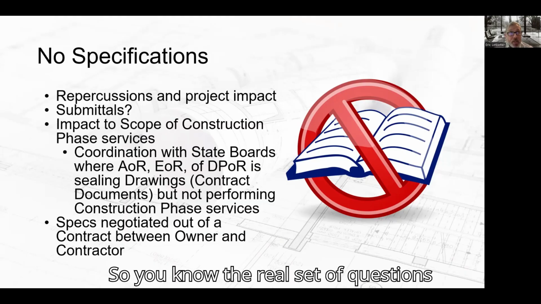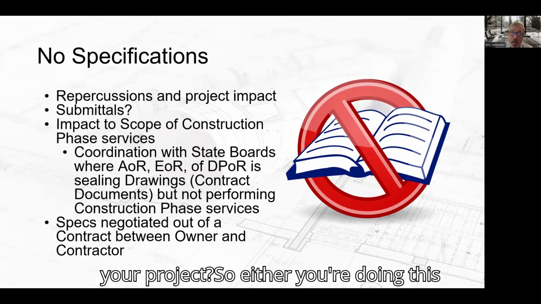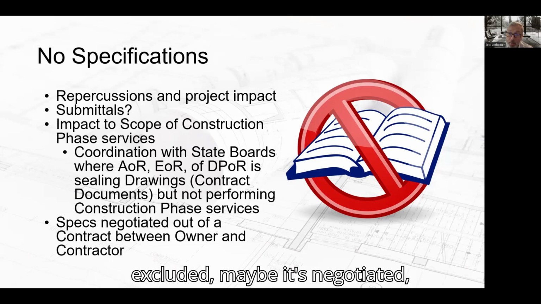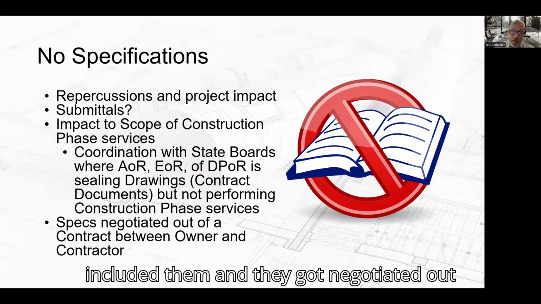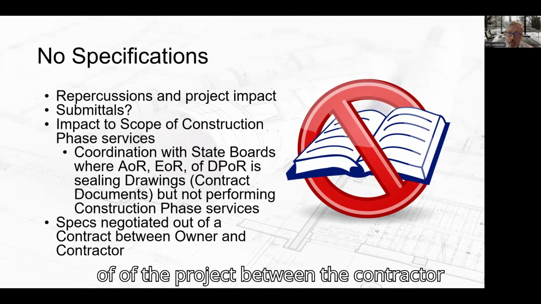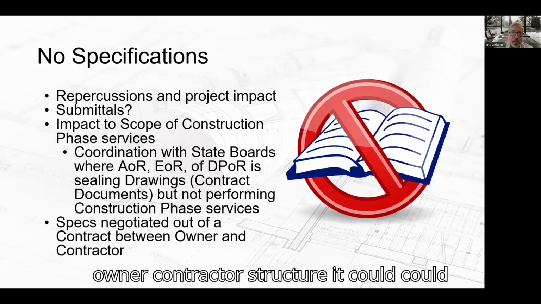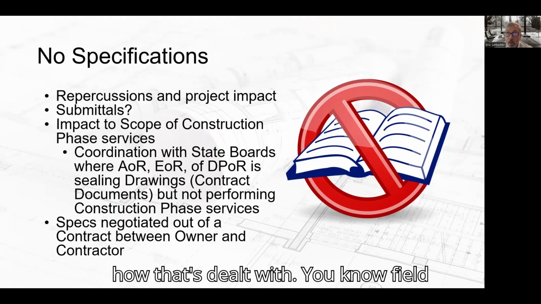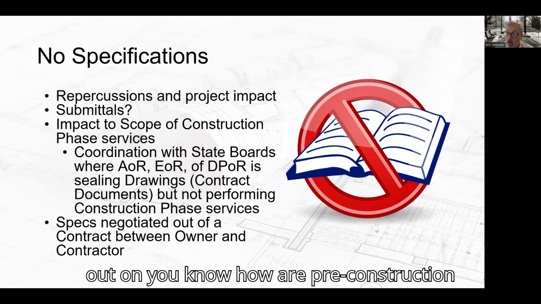The real set of questions is what does this mean for your project? So either you're doing this intentionally, or maybe it's excluded. Maybe you wrote them and included them, and they got negotiated out of the project between the contractor and the owner. So that owner contractor structure could play a significant role in how that's dealt with. Field testing is another thing on top of submittals that you sort of miss out on. How are pre-construction meetings handled?